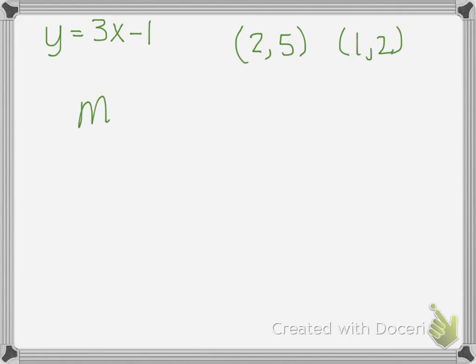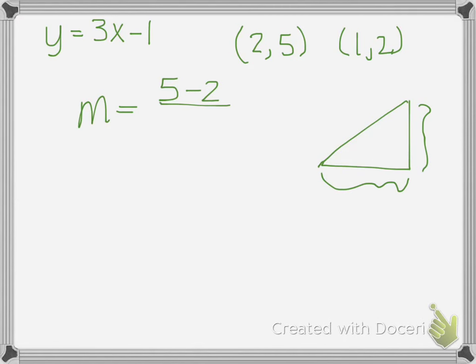So when we wanted to compute the slope, remember we said we're going to look at that vertical distance and divide it by the horizontal distance. So to find the vertical distance, that's the difference in the y-coordinates, 5 minus 2. The horizontal distance is the difference in the x-coordinates, 2 minus 1. And so we got 5 minus 2 is 3, 2 minus 1 is 1. So the slope was 3 in that equation. And we see it right there.